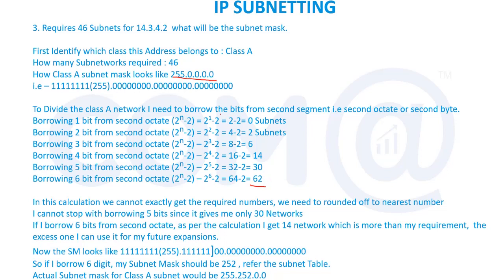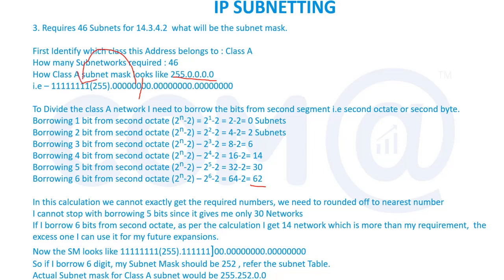So my requirement is 46. Why should I go for 126? The nearest number is 62, so let me stop with this nearest number. I'm borrowing how many bits? 6 bits I'm borrowing from the host portion to the network portion. This is the class A address, so from here, I'm borrowing 6 bits from the host portion to the network portion.